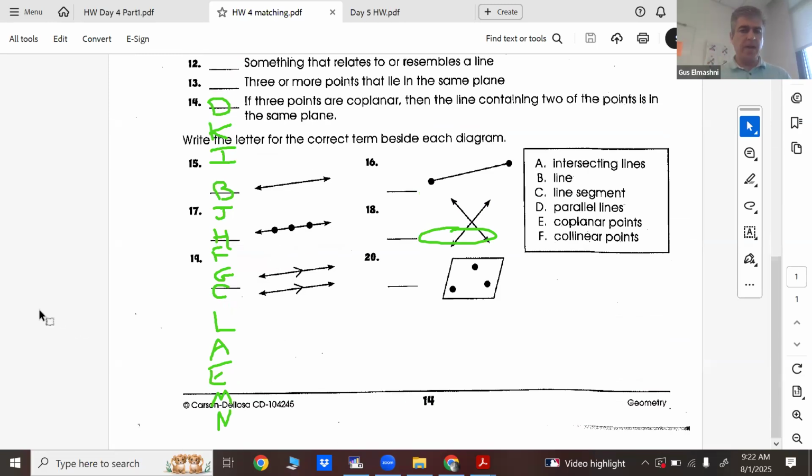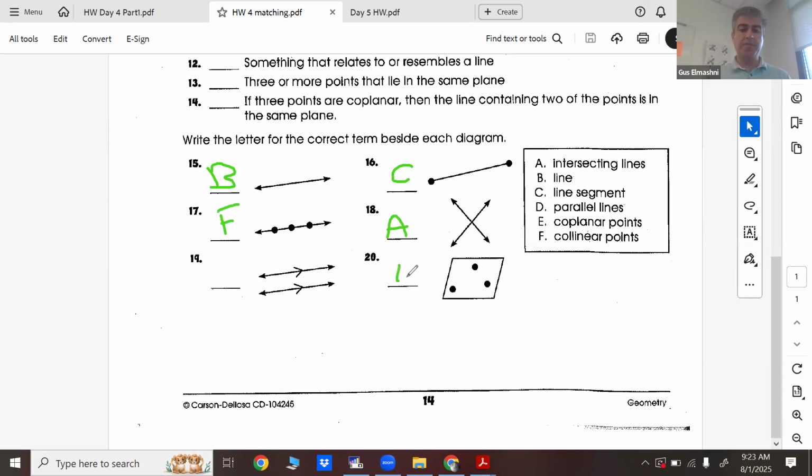Then these guys here, more of the same stuff. Which one's a line? Which number? Yep, so B. Which one's intersecting, guys? Yep. Which is a segment? 16. Which one has a bunch of points on the same line? It's collinear points. And then coplanar points? 20. Parallel? B. Yep, got it. Good. Yep. Good. Okay. Awesome.